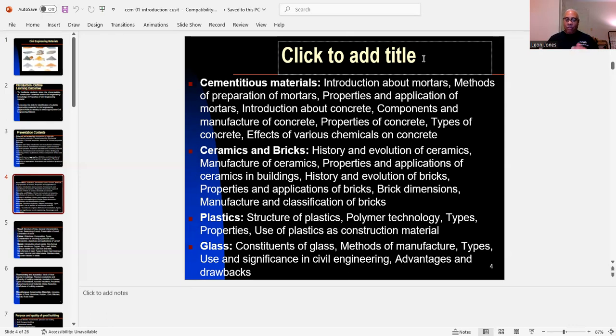and then glass. Glass also has constituents. There's also methods of manufacturing glasses, types and uses, and what is the significance of glass in civil engineering, and what is the advantage of glass, and what is the drawback of glass used in civil engineering.